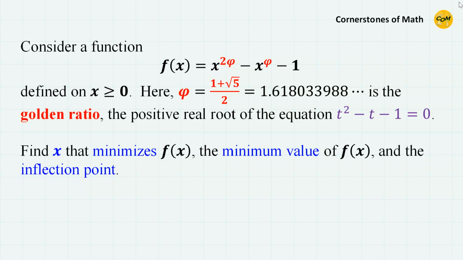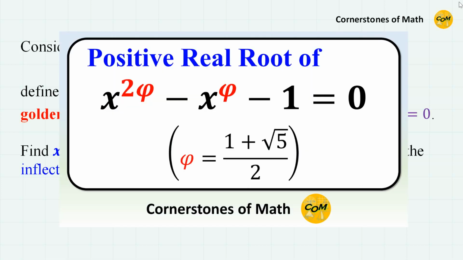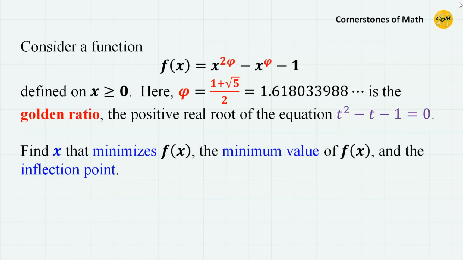In my last video, I have solved this equation containing golden ratio phi at the powers. You can find the link in the description. Then it occurred to me, hey, why don't we make a function out of it? So in this video, we will deal with the function.